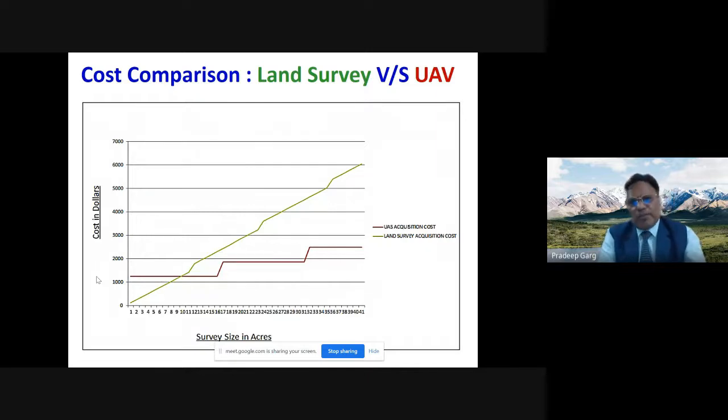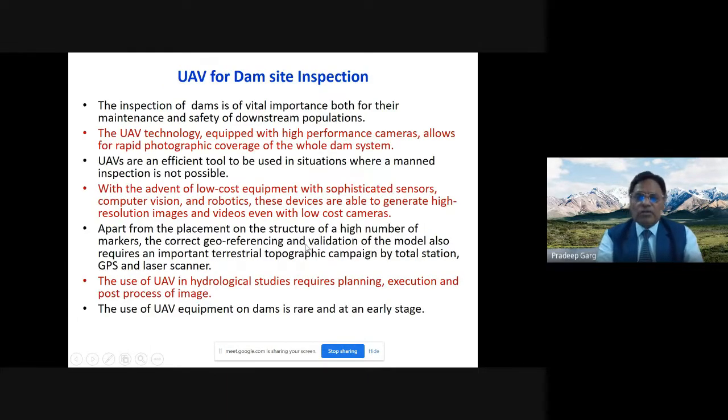This is a cost comparison between using drone technology and using the traditional land surveying technology. For traditional surveying it is a linear curve. But for the drone, the curve goes stepped, kind of horizontal, then one step up, and then horizontal again. You can see the area is on the x-axis and the cost is on the y-axis. So the drone technology is saving a lot of time to carry out the work.